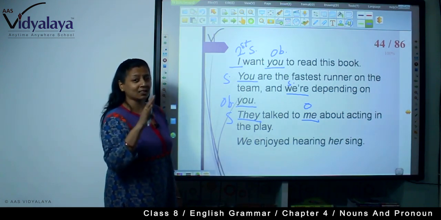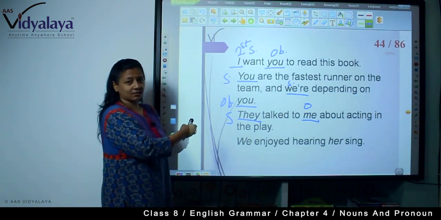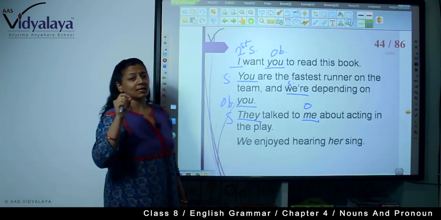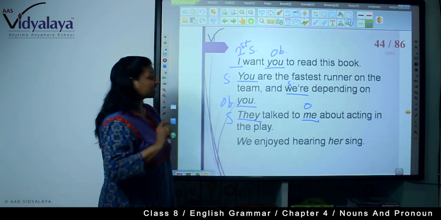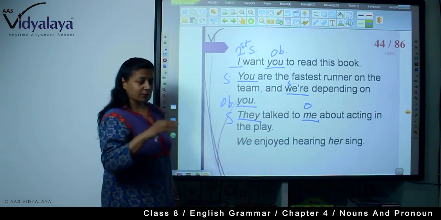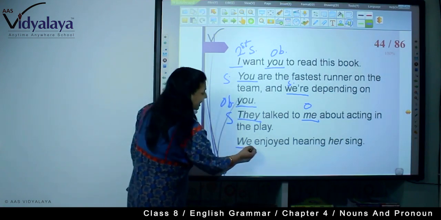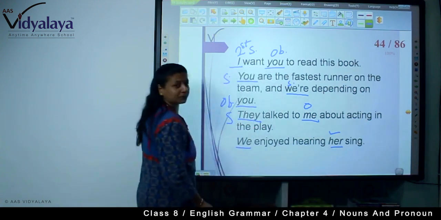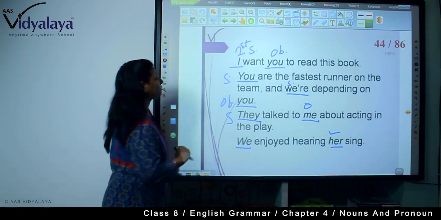Please don't get confused with subject and object. The list is given in the earlier slide. You will have to understand which pronouns we use as an object and which pronouns we use as a subject. And it's very important to learn. With practice, you will learn it. Acting in the play, we enjoyed hearing her sing. Her is the object, she is the subject. In the list it's written.